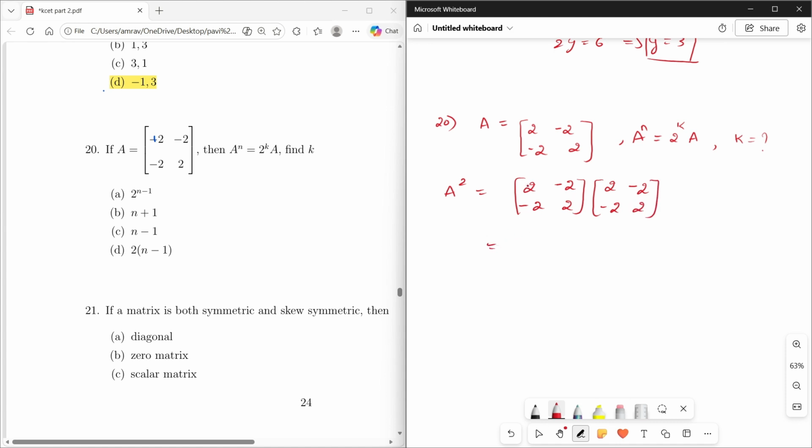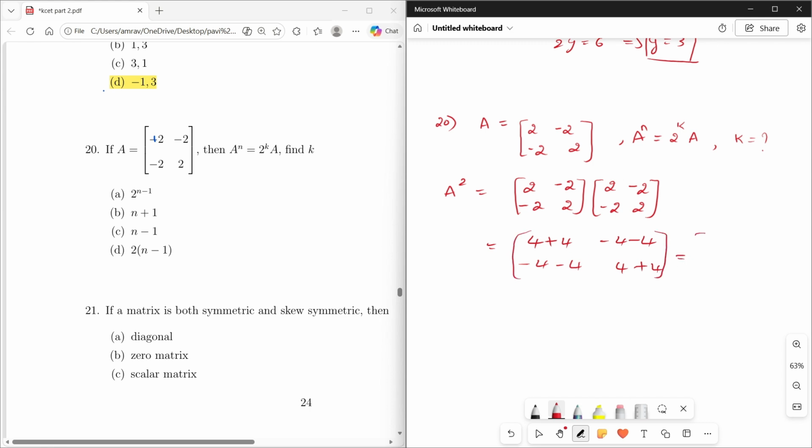This is equal to, multiply the first one, first column, as simple as that. 2 2s are 4, minus 2 into minus 2 plus 4. 2 minus 2 minus 4, minus 2 into 2 again minus 4. Minus 2 into 2 minus 4, 2 into minus 2 minus 4, and here it will be 4 plus 4. Okay, so finally what do you get?